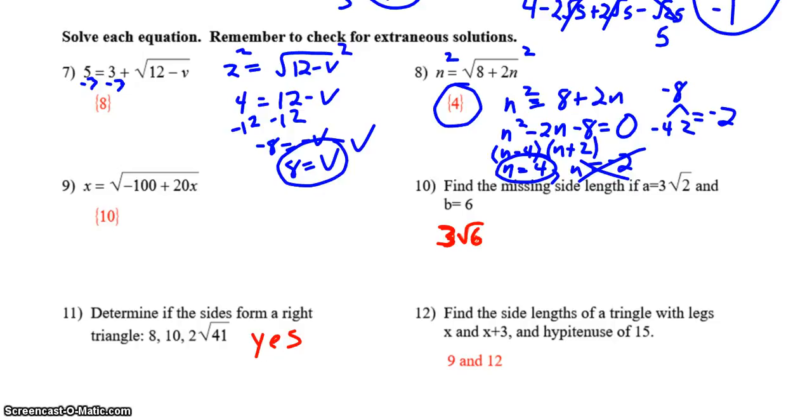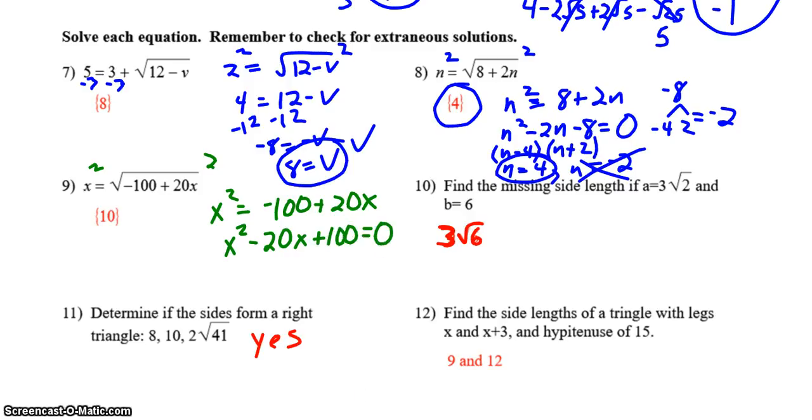Okay. One more solving would be in number 9. You would square both sides. So this becomes x squared equals negative 100 plus 20x. You bring these terms over. So x squared minus 20x plus 100 equals 0.